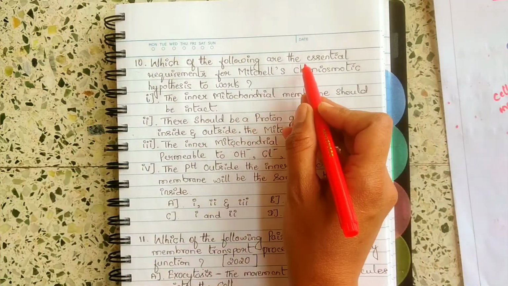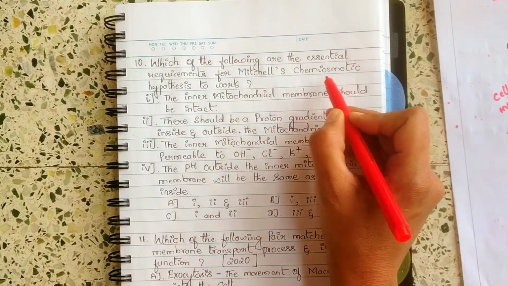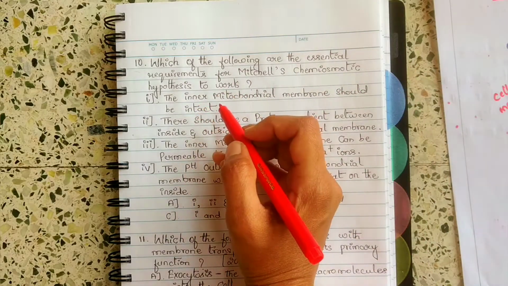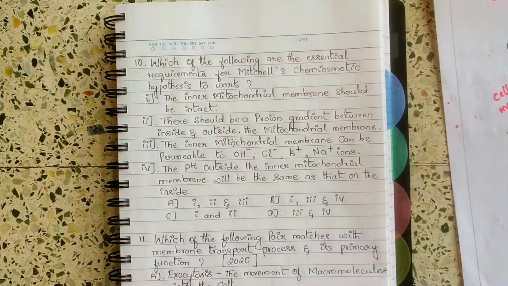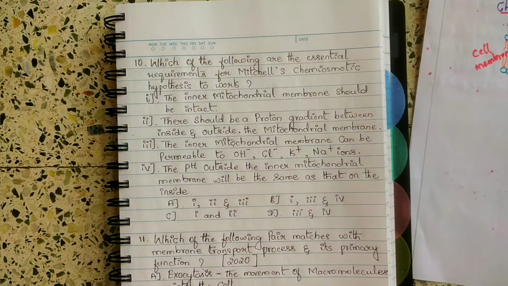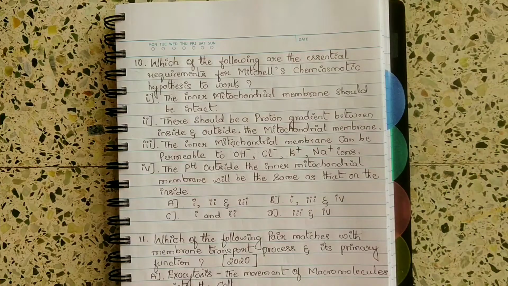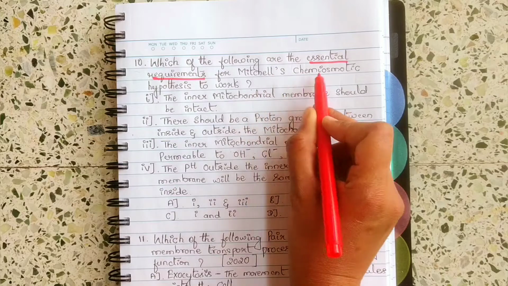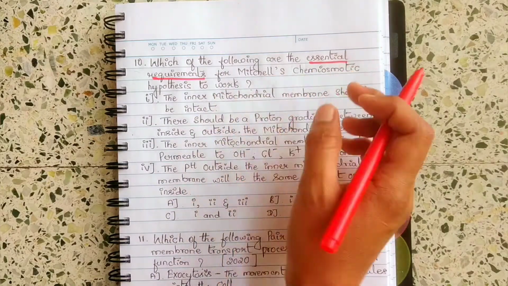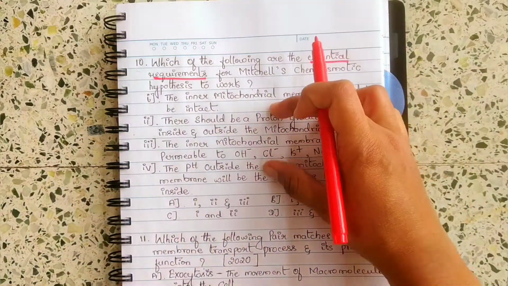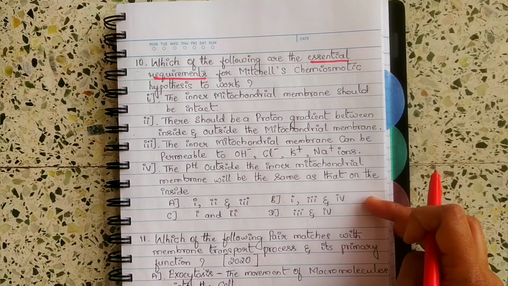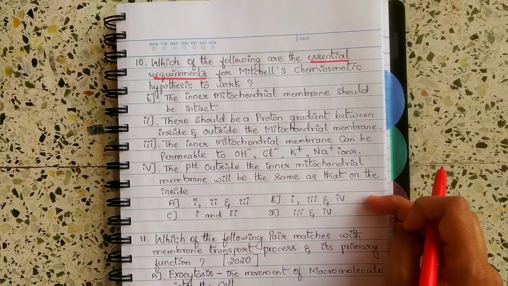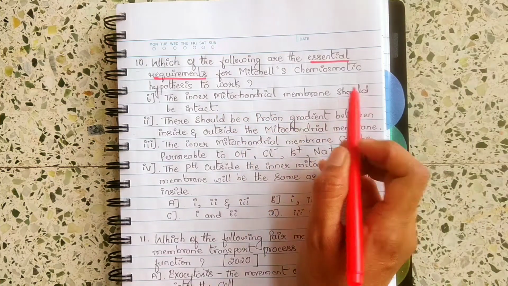Which of the following are the essential requirements for Michaelis chemiosmotic hypothesis to work? Option A is that the inner mitochondrial membrane should be intact. They are asking the essential requirements for this hypothesis to work. If this has to work, what are those requirements? They have given the requirements, and we have to choose the correct one. The first one says the inner mitochondrial membrane should be intact.